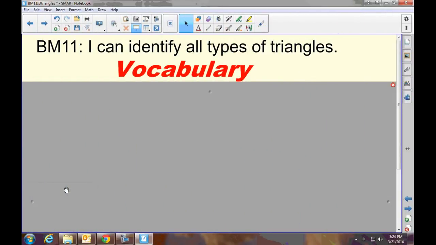We're back again today doing benchmark 11. I can identify all types of triangles. So this was the very first benchmark we did over triangles. It's actually a really simple benchmark that I think some students struggled with because they viewed it as more complicated than it really is. So we'll try to break it down here and show you how simple this really is.